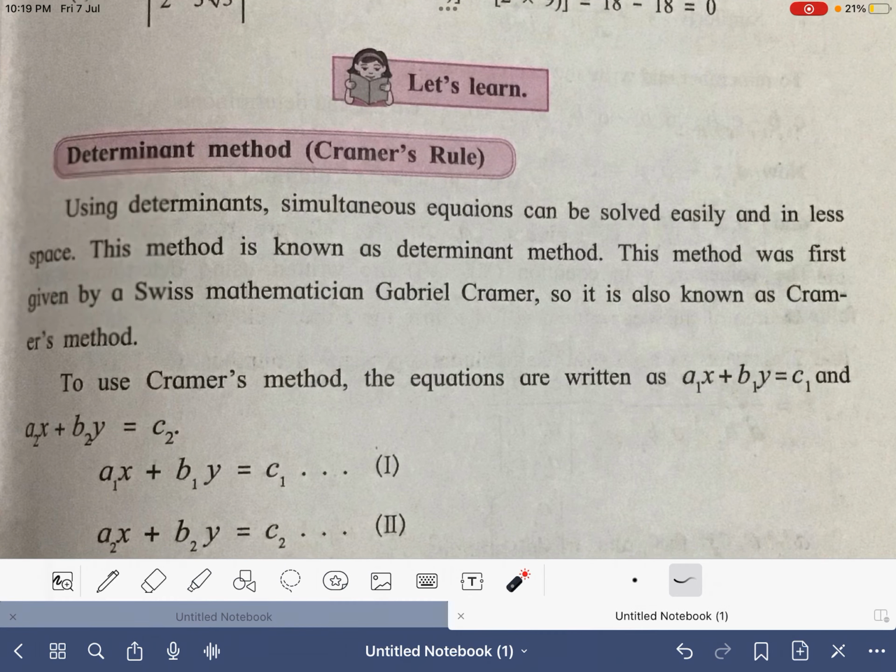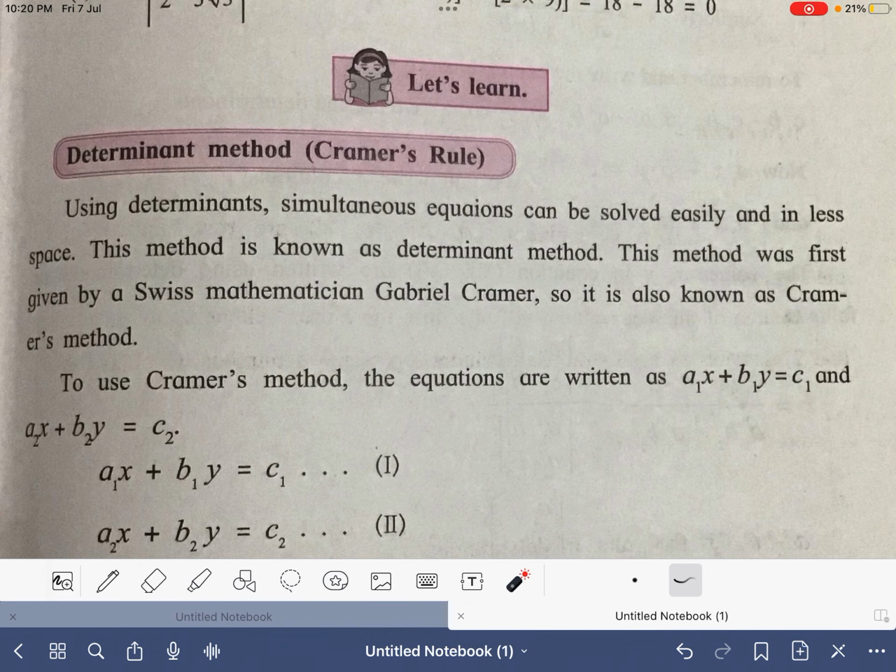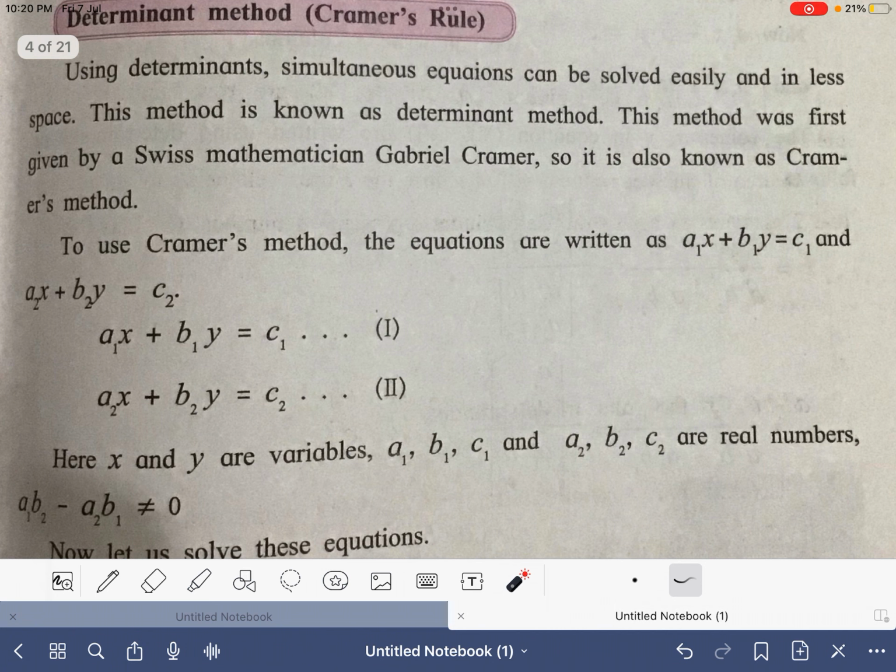So this is one of the best examples, or the best method, to solve simultaneous equations. This was invented by the Swiss mathematician Gabriel Cramer, who invented this formula and this method, and because of that this method is known as Cramer's method, or we call it Cramer's rule. Now let's see what the formula actually is and how to solve using this formula.